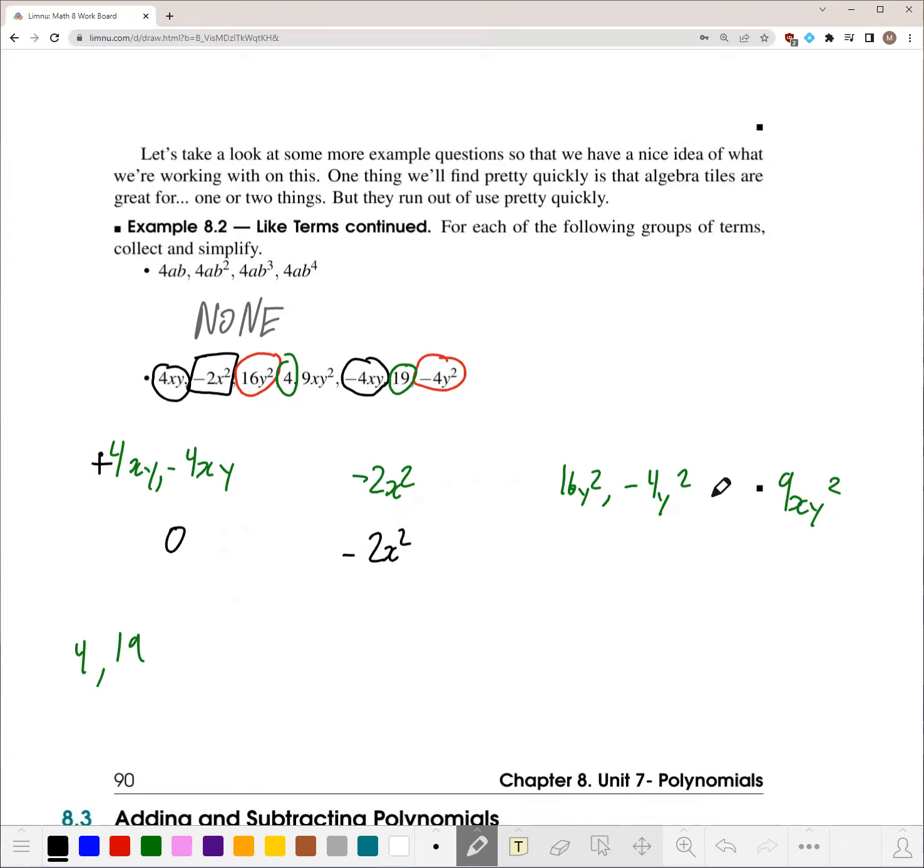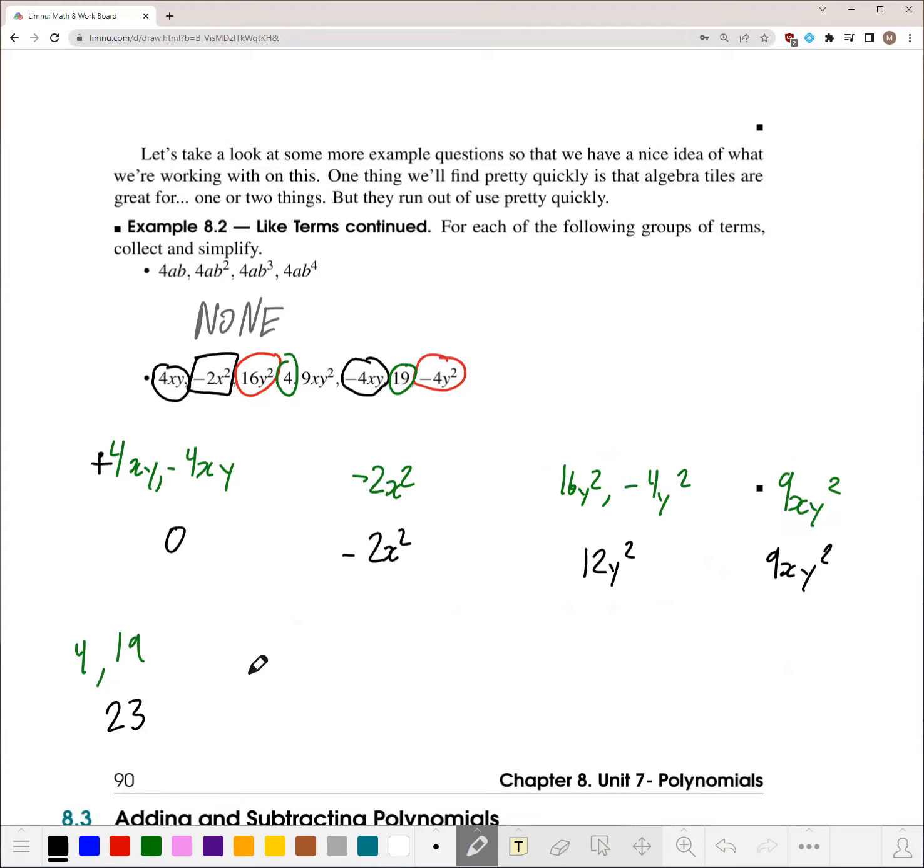Over here, we have 16 and negative 4. So that's like 16 minus 4. So we end up with 12y squared. This also doesn't have anything to add with, so we'll just write it as is. And then we've got a 4 and a 19. They're both positive, so it's like 4 plus 19, which is 23. Interesting. So now we've got all our different ideas.